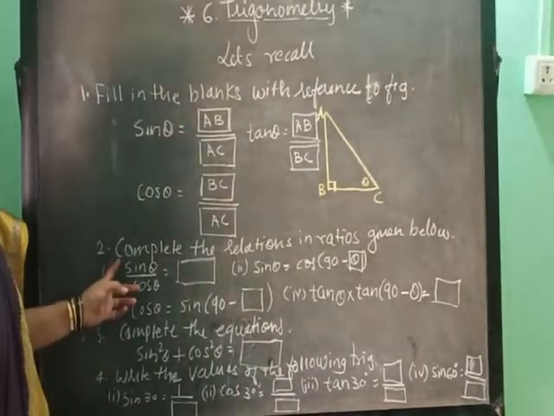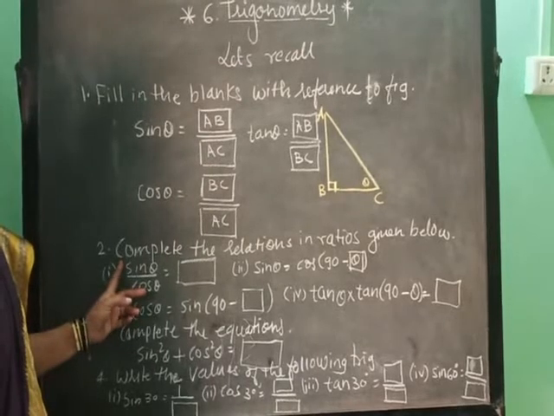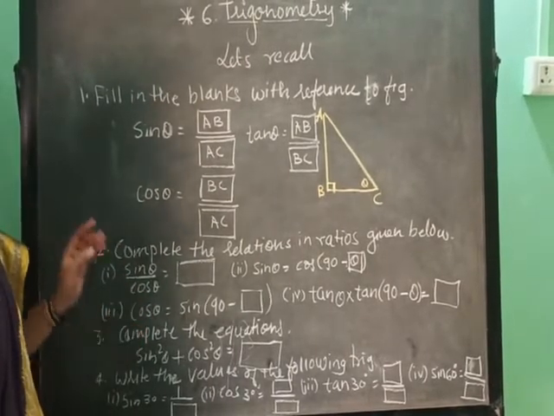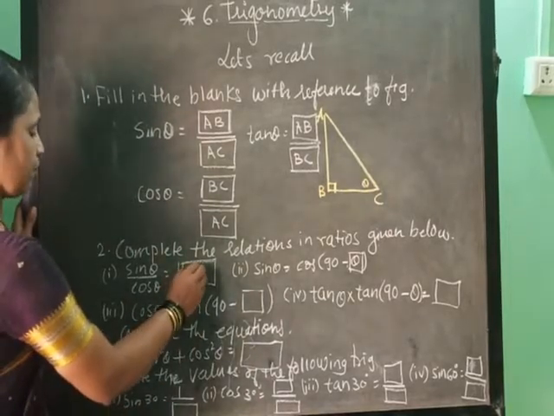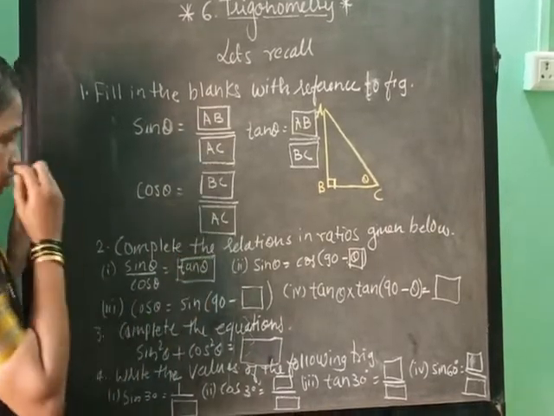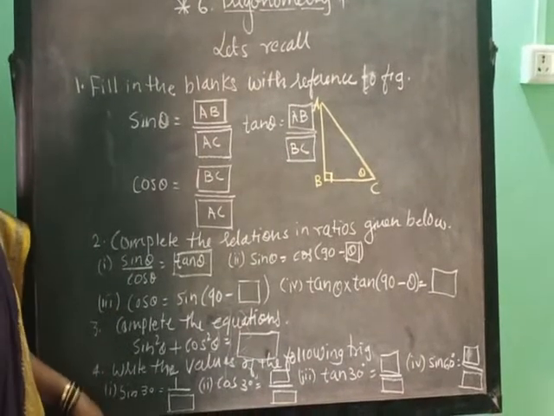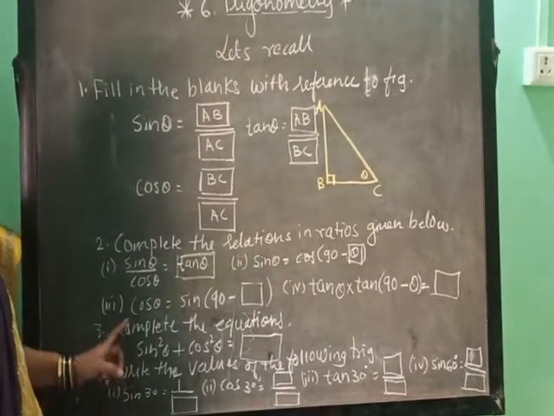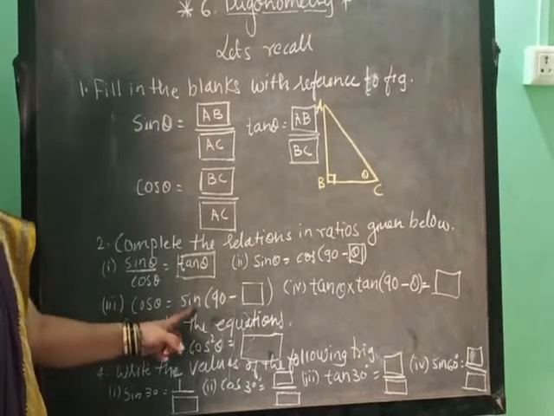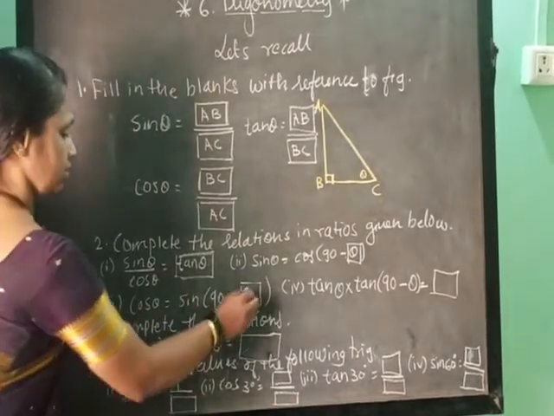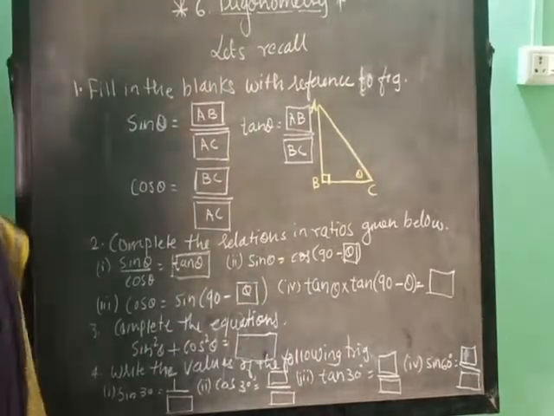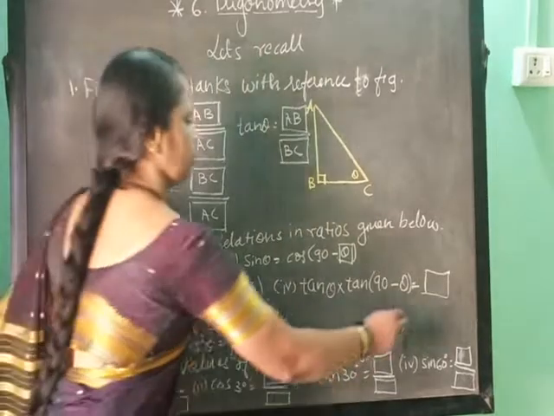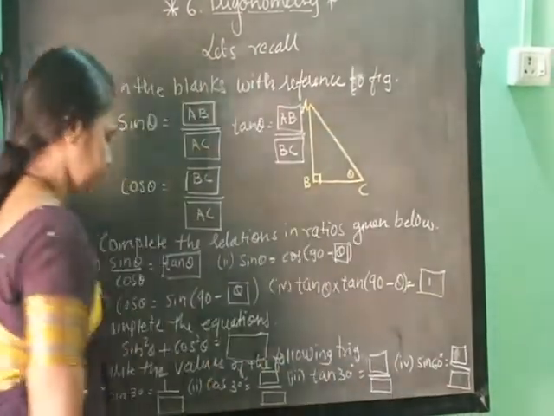Now next activity is complete the relations in ratios given below. Sin theta upon cos theta is equal to what? Tan theta. Sin theta upon cos theta is equal to tan theta. Now sin theta is equal to cos of 90 minus theta. Cos theta is equal to sin of 90 minus theta. And tan theta into tan of 90 minus theta is equal to 1.